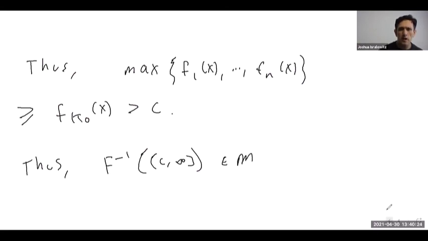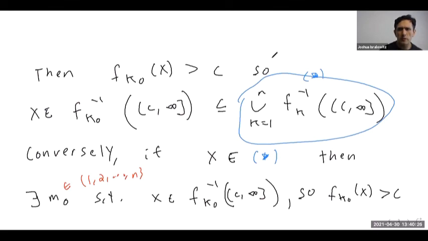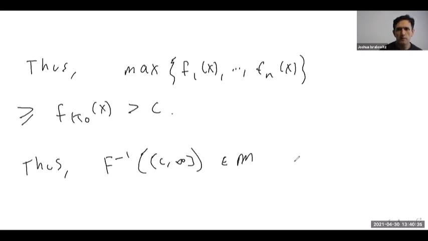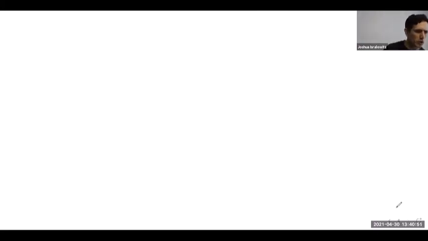So this is measurable because each one of these is measurable. We're assuming each f is measurable, and that's for any C in R. So big F, the maximum, is measurable. Basically the same, very similar proof works for infimums and supremums.